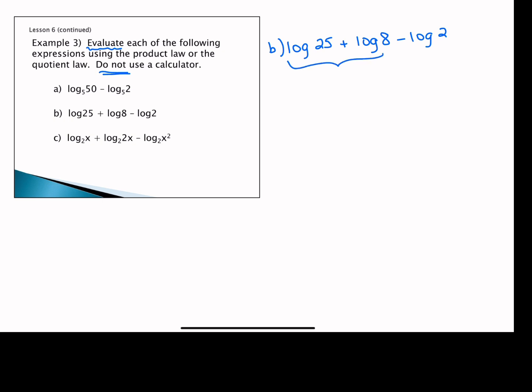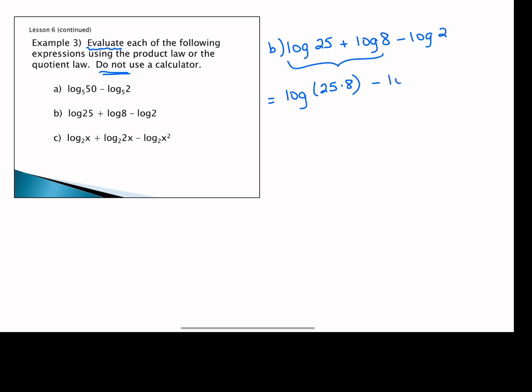If we look down the line, everything is base 10, so it's okay for me to put these logs together using product or quotient rule. So if we want to put those first two terms together, this becomes log still base 10 of 25 times, I'm just going to use a little polka dot here, 25 times 8.